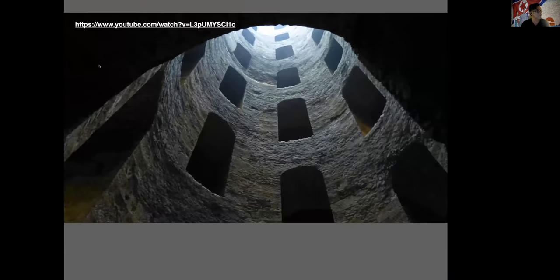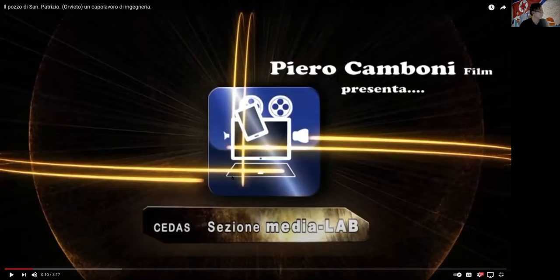So this is a view from below, looking upward, looking toward the sky. So I'm going to show you now the video of that well.